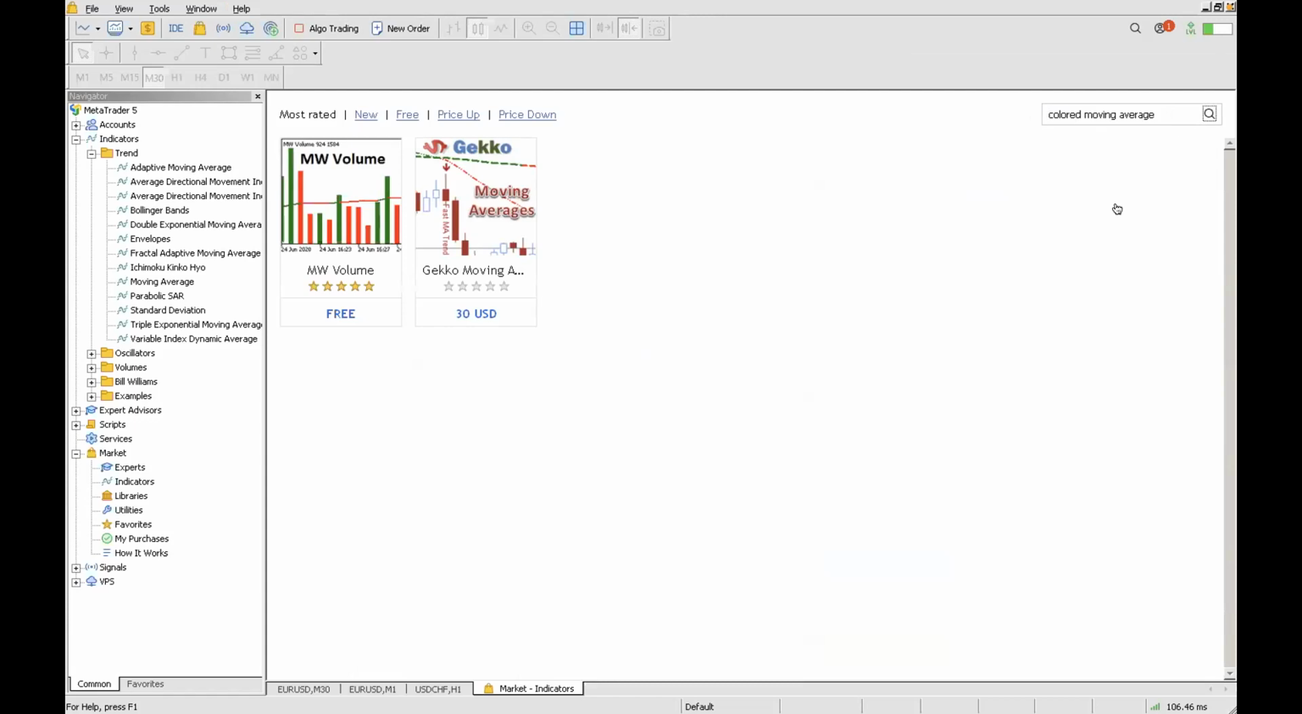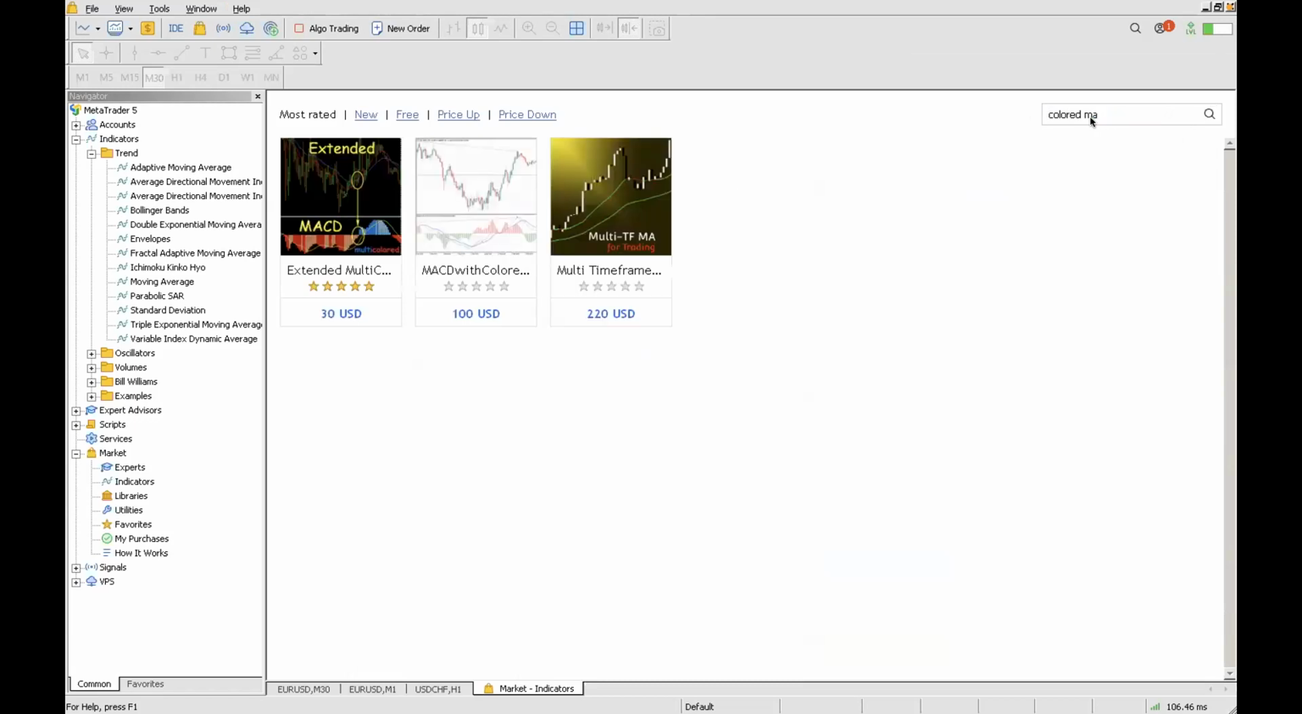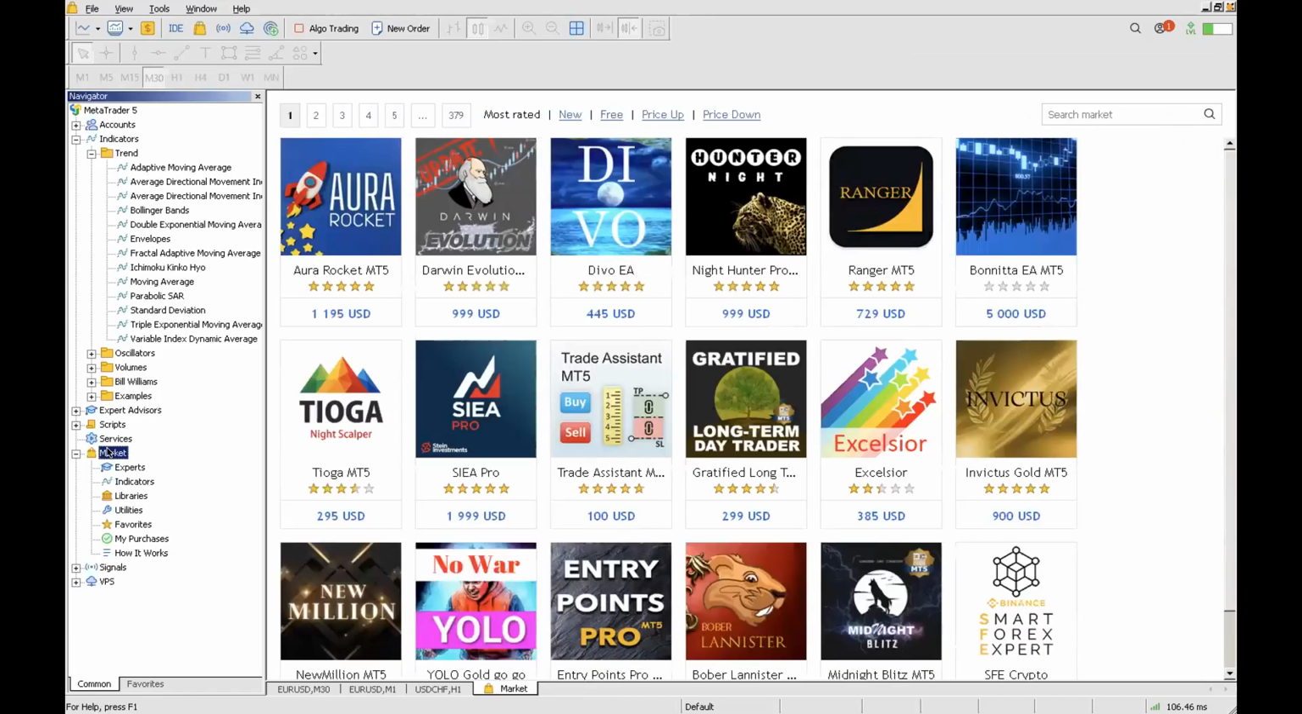Okay, let's type in colored MA. One thing I found out is if you click on something else before you try to search, it won't do it. Probably searching under a different criteria now. Yeah, do it right there.